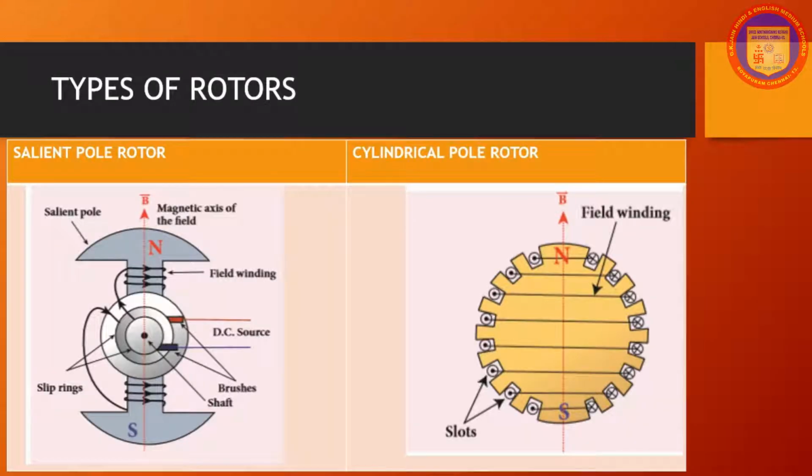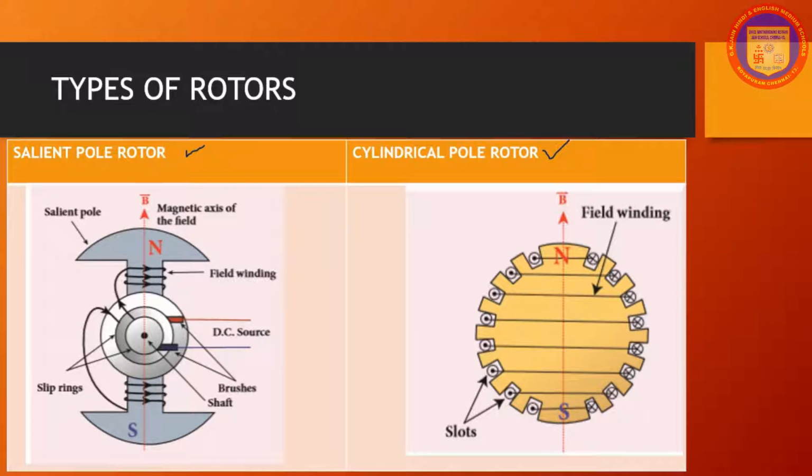There are two types of rotor used in alternators. They are salient pole rotor and cylindrical pole rotor. The word salient means projecting. This rotor has a number of projecting poles having their bases riveted to the rotor. It is used in low speed alternators.